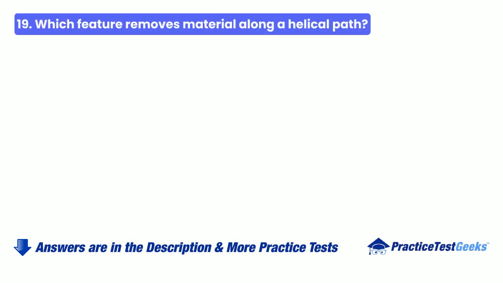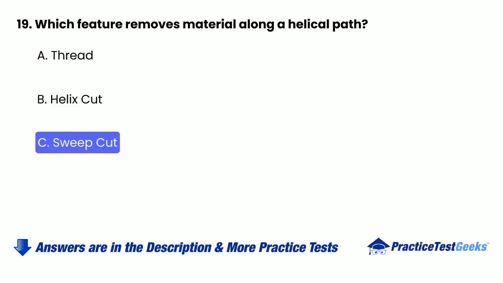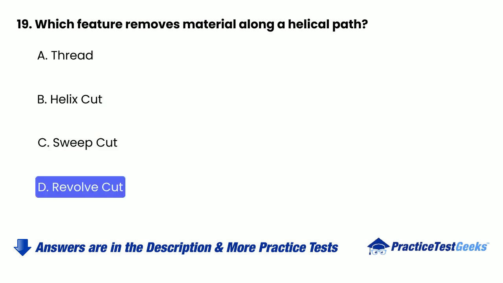19. Which feature removes material along a helical path? A. Thread. B. Helix cut. C. Sweep cut. D. Revolve cut.